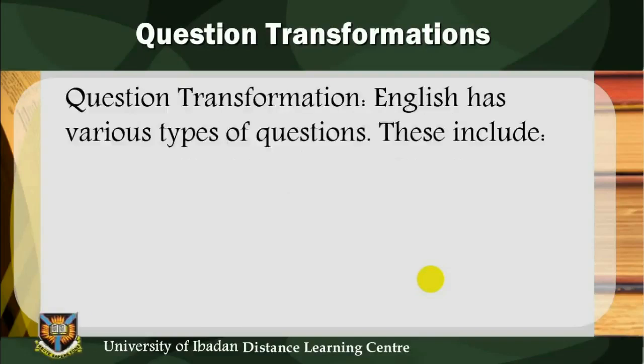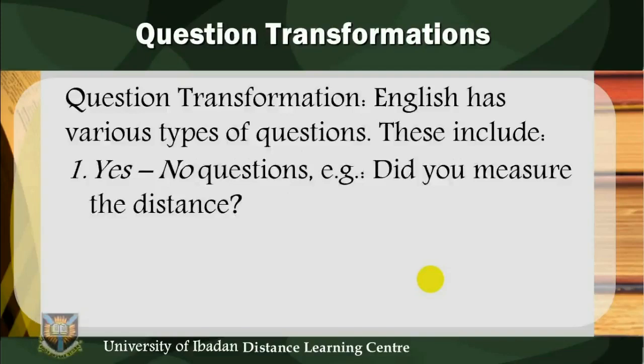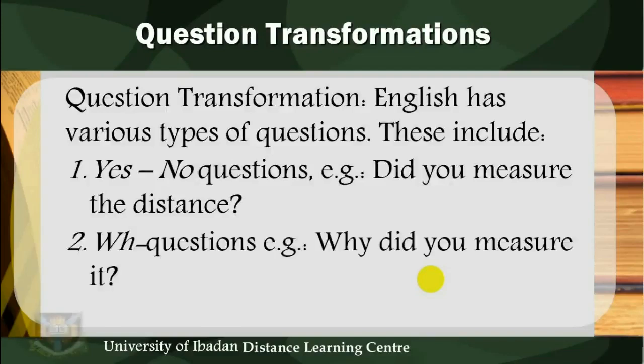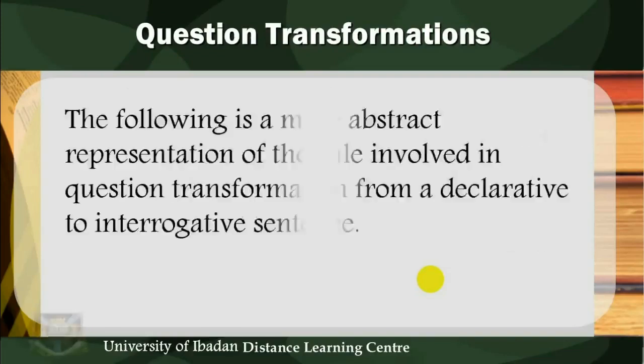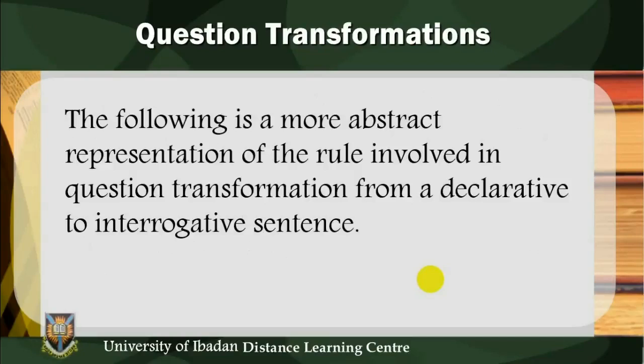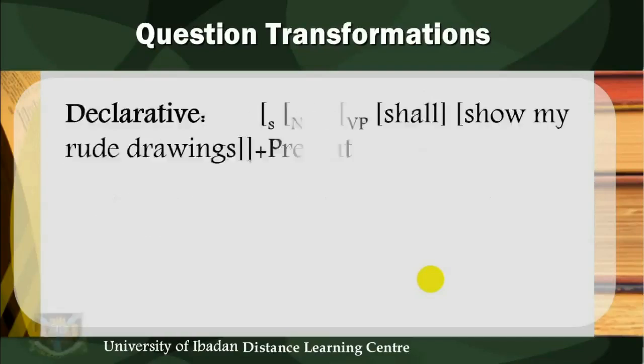Question transformations. English has various types of questions. These include 1. Yes/no questions. Example: Did you measure this distance? 2. WH questions. Example: Why did you measure it? The following is a more abstract representation of the rule involved in question transformation from a declarative to interrogative sentence. Declarative: S, NP, I, VP: shall show my rude drawings, plus present.